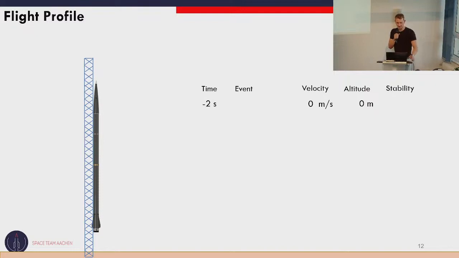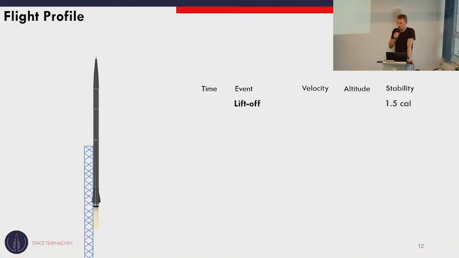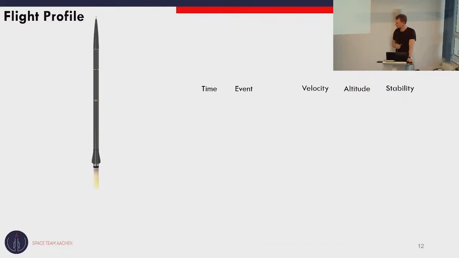First off, we have, of course, the liftoff, where we will have a stability of 1.5 calibers. After liftoff, we will reach maximum velocity after 5.3 seconds. There we will reach the mentioned velocity of 1.8 Mach. We will have a stability of 2.9 calibers at that point. After 5.8 seconds, we will have the motor burnout at an altitude of 2,000 meters.